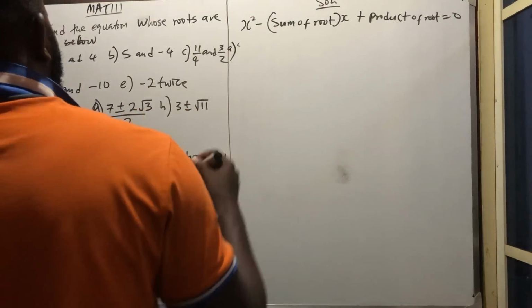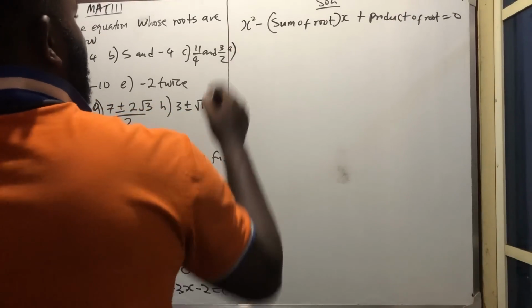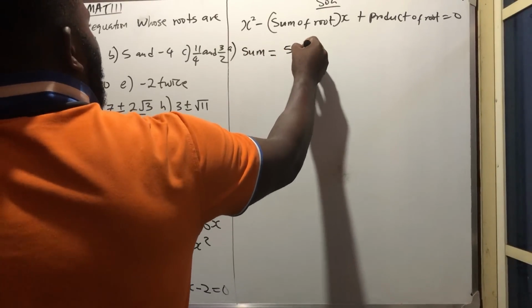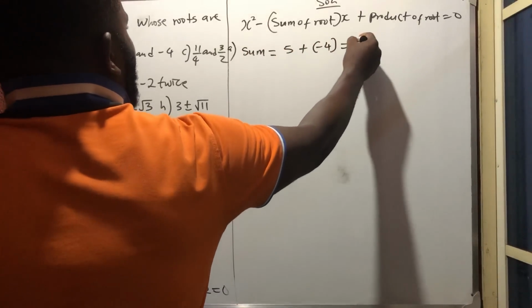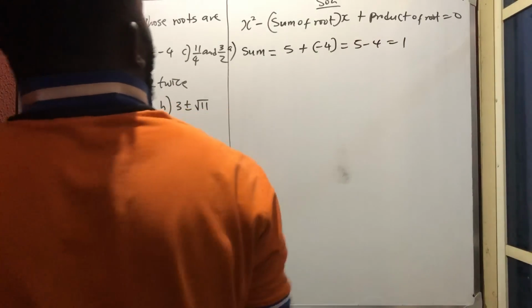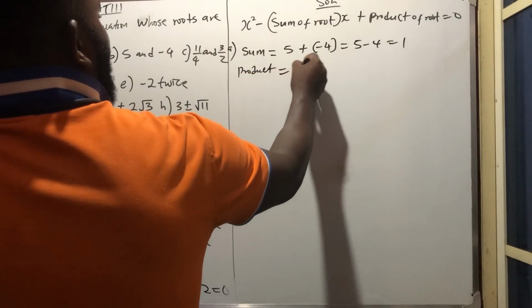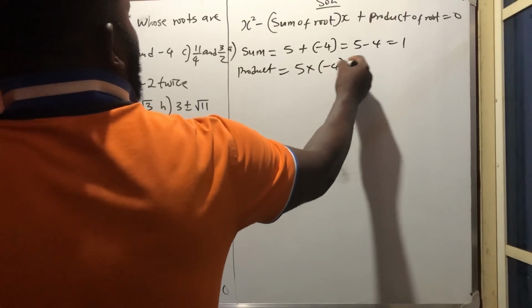Now for B, the same thing is applicable. So we get the sum. The sum simply means to add. That is 5 plus minus 4, which is 5 minus 4, which is 1. This is the sum. Now the product is 5 times minus 4, which is what?